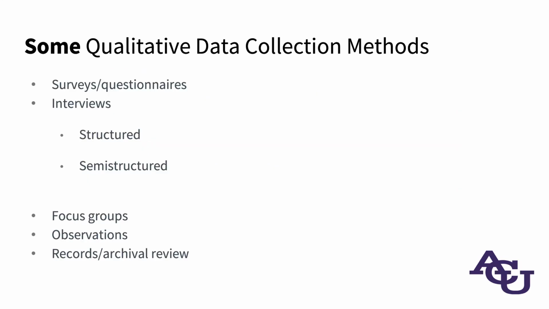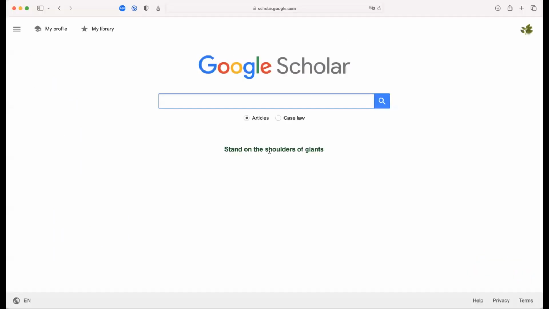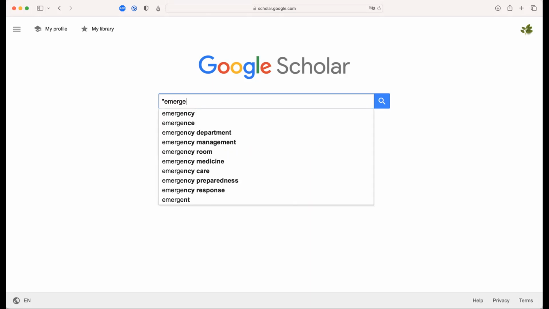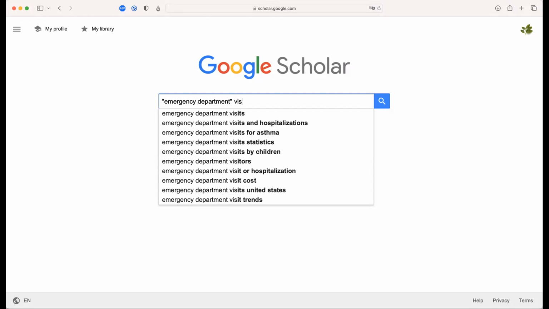Okay, before we wrap up, we're going to look at another example because a student has offered another topic here. So we're going to head back to our friend Google Scholar. And you can certainly do this in the ACU library catalog. But what I want to emphasize is that if you're just trying to do a quick orientation, you don't need to go through the business of logging in. So the topic we've been given here is emergency department visits and for asthma.